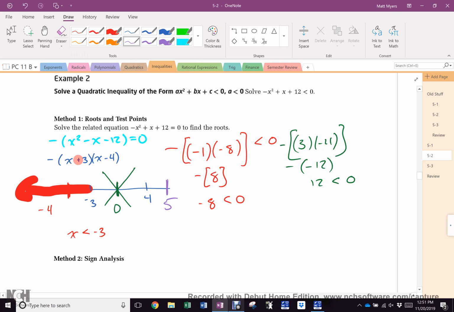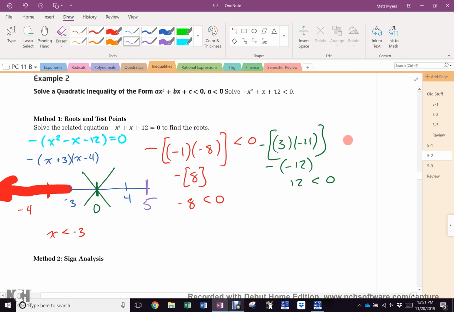What is 5 plus 3? 8. What is 5 minus 4? 1. And all that has a negative. What's 8 times 1? 8, with a negative in front of it. Is negative 8 less than 0? Yes. So is all of this okay?